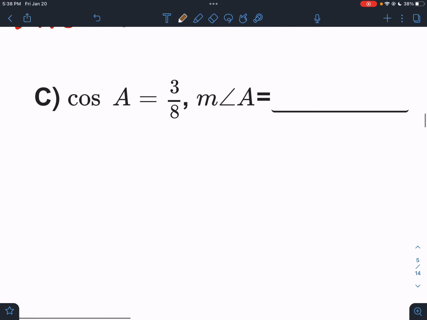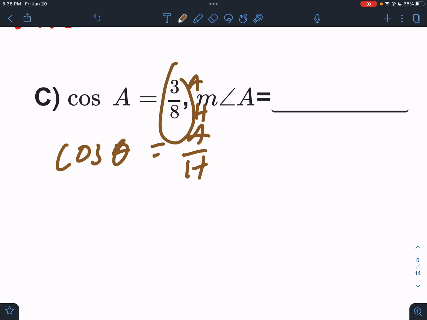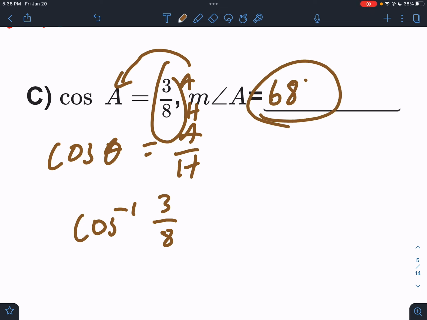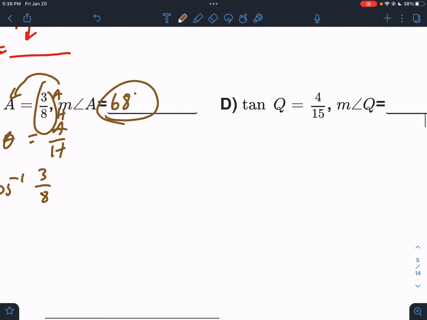Well, remember cosine theta equals adjacent over hypotenuse. So this is the adjacent over the hypotenuse, and we're trying to go backwards to get the angle. So how do I undo that? I'm going to do inverse cosine of adjacent over hypotenuse. Nearest degree, 68 degrees.